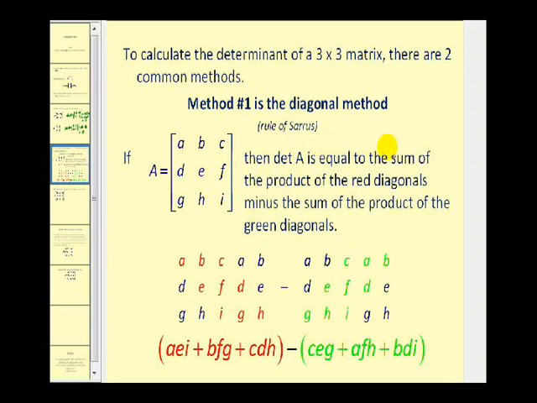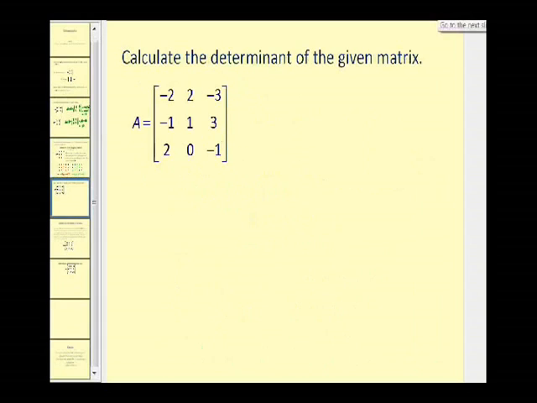Determinant A is equal to the sum of the products of the red diagonals that start at the top and move to the right, minus the sum of the products of the green diagonals which start at the top right and move to the left. So we have the quantity of AEI plus BFG plus CDH, minus the quantity of CEG, AFH, and BDI. Let's go ahead and give this a try.